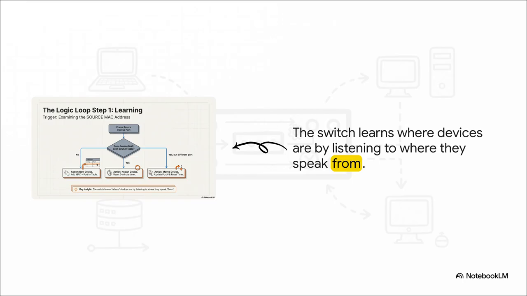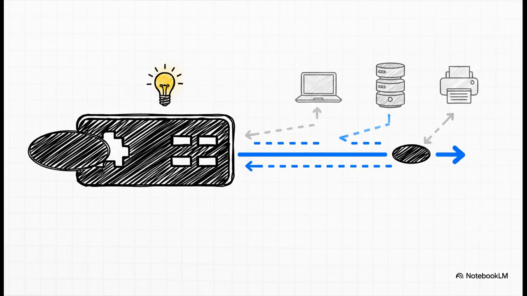If it's an address it already knows on that same port, it just resets a little timer. And if it's a known address that suddenly shows up on a new port, the switch is smart enough to update its table, figuring out, hey, that device must have moved. All right, so the switch has done its homework, it's learned something from the source.